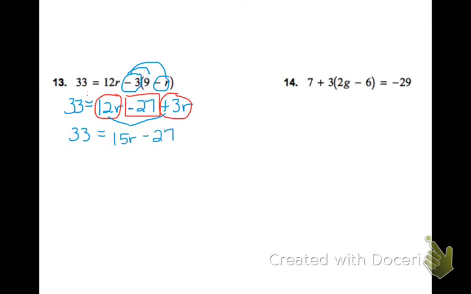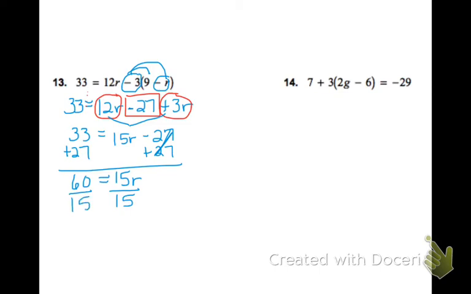Now we're just in a two-step equation. R is being multiplied by 15 and subtracted by 27. So we would add 27 to both sides. Make sure it's the additive inverse. And I like to bring everything down. Here we're going to have 60 is equal to 15r. Now we're undoing multiplication. So we're dividing both sides by the coefficient of the variable. So 60 divided by 15 is 4. 4 is equal to r.